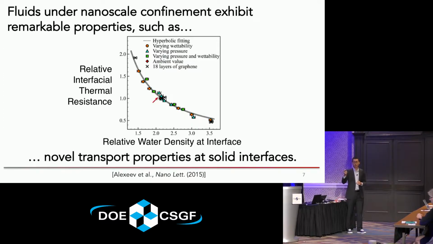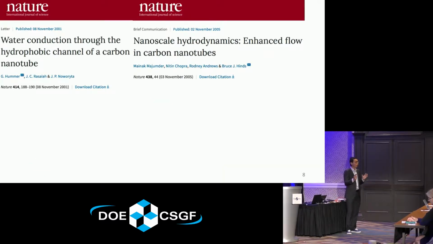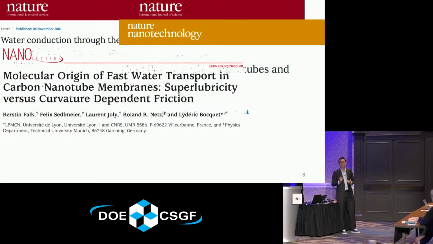Fluids under nanoscale confinement also exhibit very interesting transport properties at the solid interface. What I'm showing here is the interfacial thermal resistance between a solid and a liquid, and what you can see is that that property, that material property, depends a lot on the density of the liquid at that interface. So there's a lot of possibility to tune this and tune the heat transport properties. This smorgasbord of engineering applications has, unsurprisingly, driven a lot of interest in nanoconfined fluids in the broader scientific community.